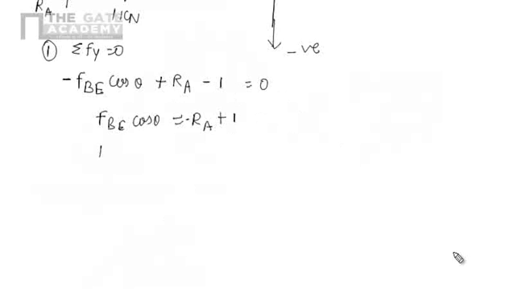So here we can easily write RA is 1. By this we will get FBE equals 0. So the correct answer for this problem is B.